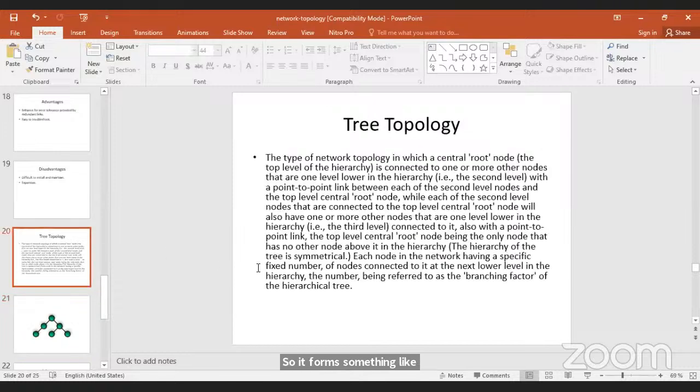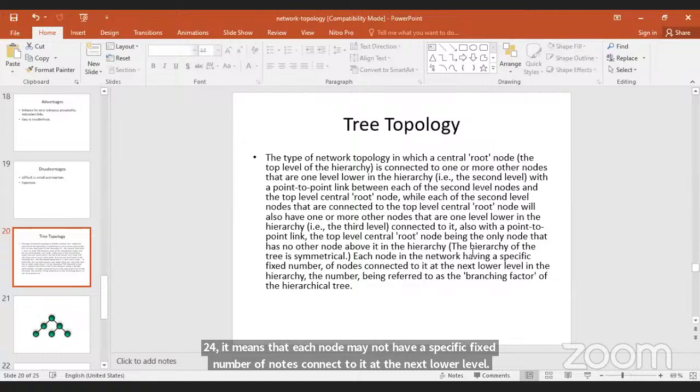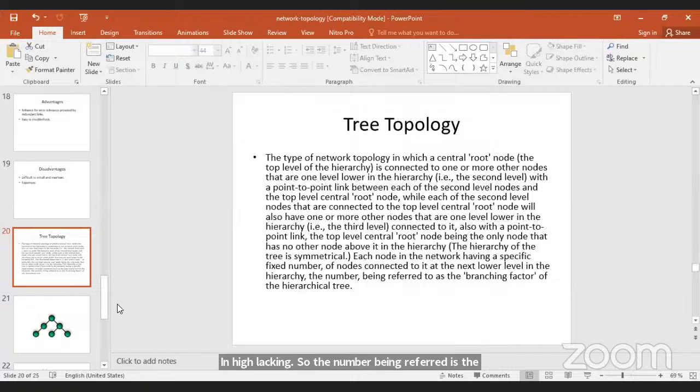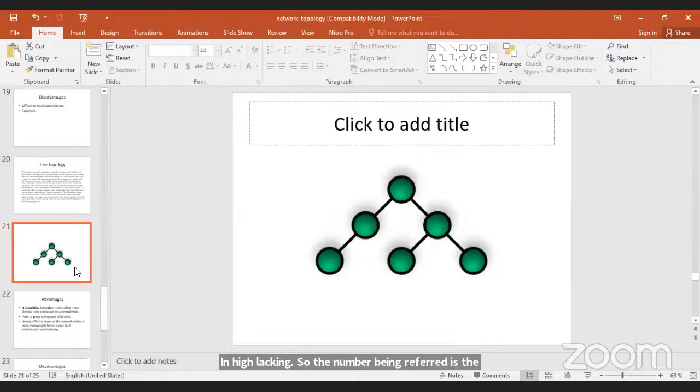So it means that it forms something like a hierarchy from the top, the middle to the lower levels. Each node in the network has a specific fixed number of nodes connected to it at the next lower level in the hierarchy. The number being referred to is the branching factor of the hierarchical tree. So it forms something like a tree.